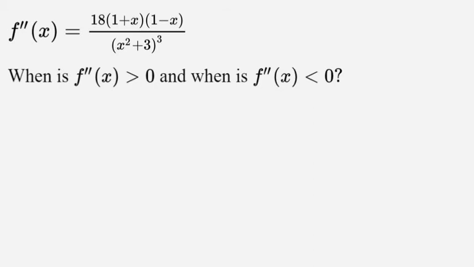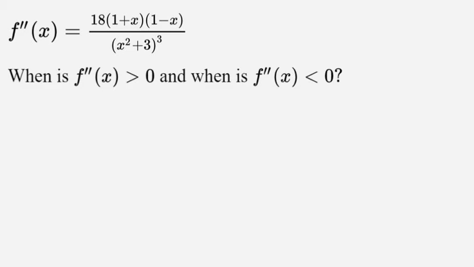And you might notice that we are multiplying and dividing 4 different things here. We're taking 18 and multiplying by 1 plus x, then multiplying that by 1 minus x, and then dividing by (x squared plus 3) cubed. And depending on what x is, it's going to change the sign of each of those different parts, and that's going to change the sign of the whole thing.